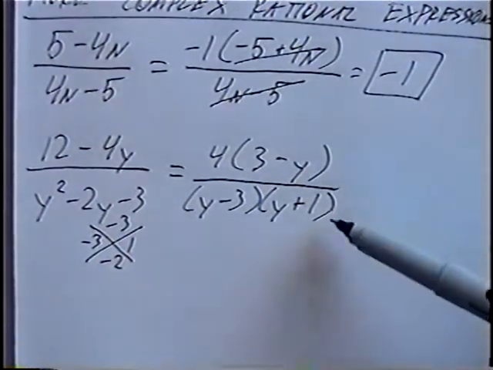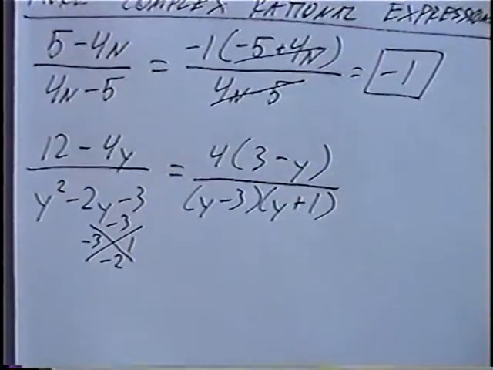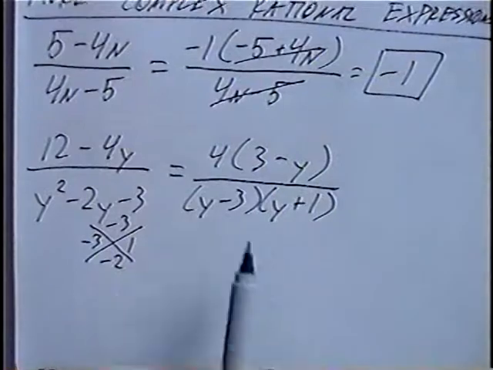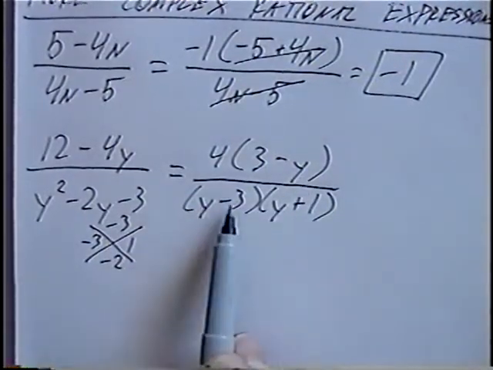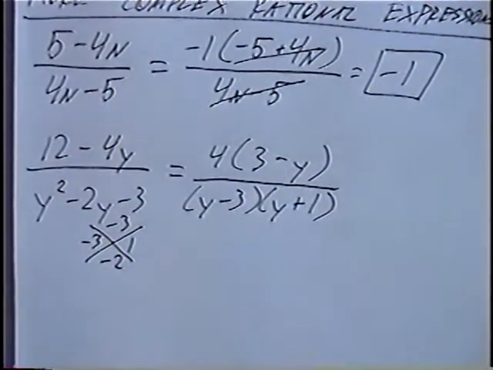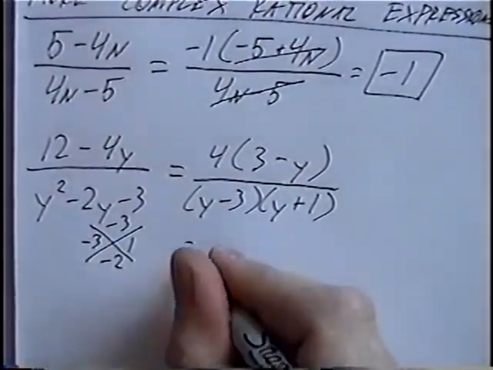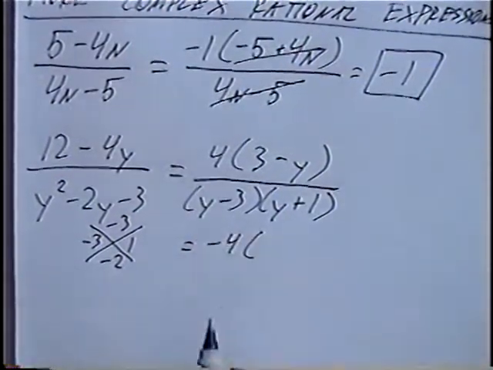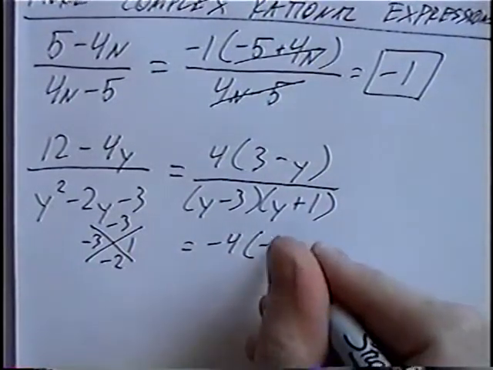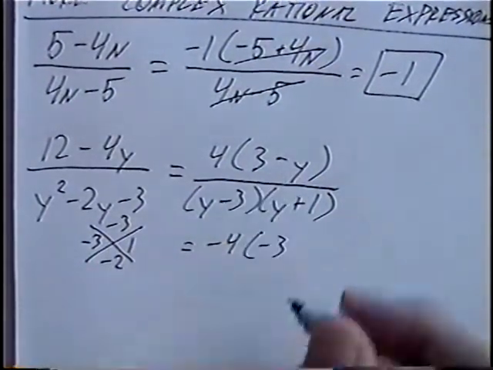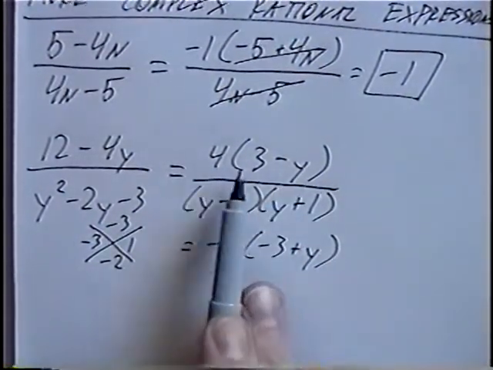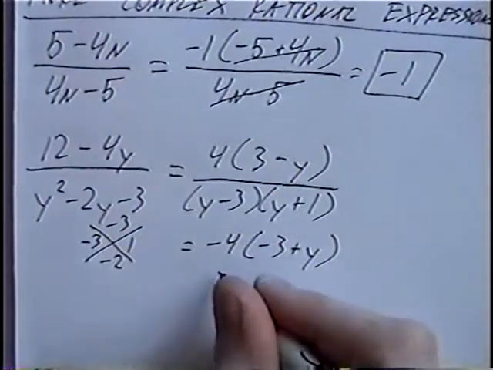Again, look at the numerator and denominator to see if any of the parentheses or factors are the same. Like in the previous problem, we have 3 minus y and y minus 3, which again are exactly the same, but they're off by a negative. So what we can do in that case is again factor out a negative from here. We can change this to negative 4. Dividing by negative 1 makes that a negative 3. Dividing by negative 1 makes that a positive y. So if we take a negative out from the parentheses, it'll switch to negative 3 plus y.